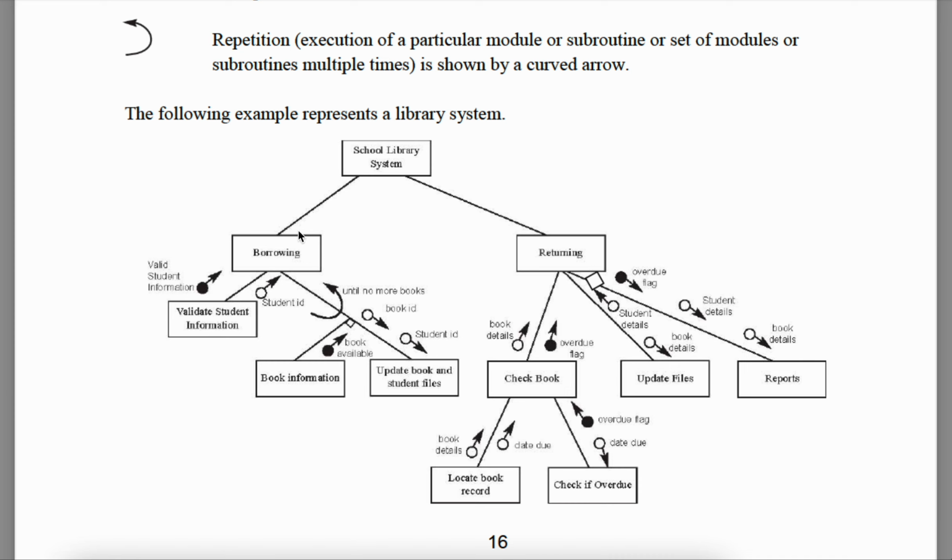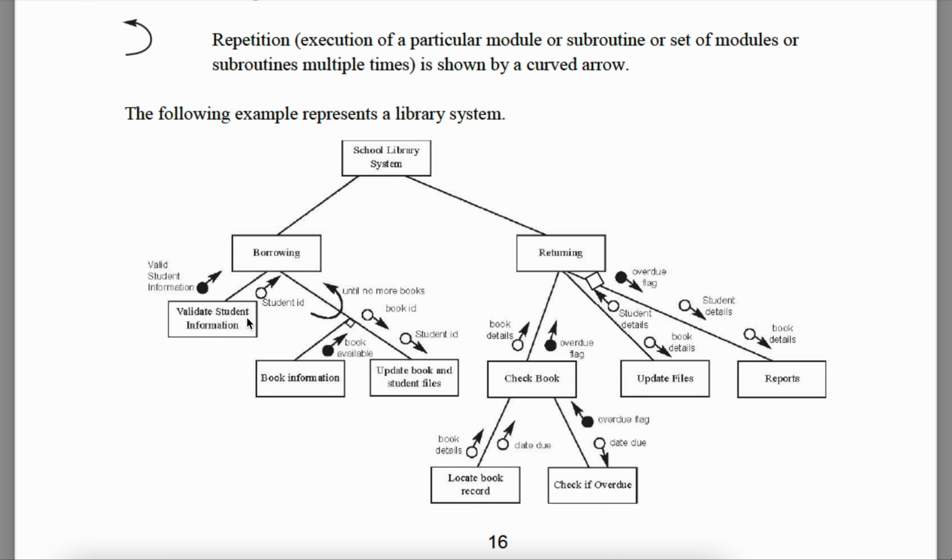So in the borrowing module, there is some subroutines underneath it. Just ignore all these symbols for the moment. If you can read the hierarchy, that's the most important thing. You'll notice stemming off borrowing is validate student information. On the next tier down is book information and update book and student files.